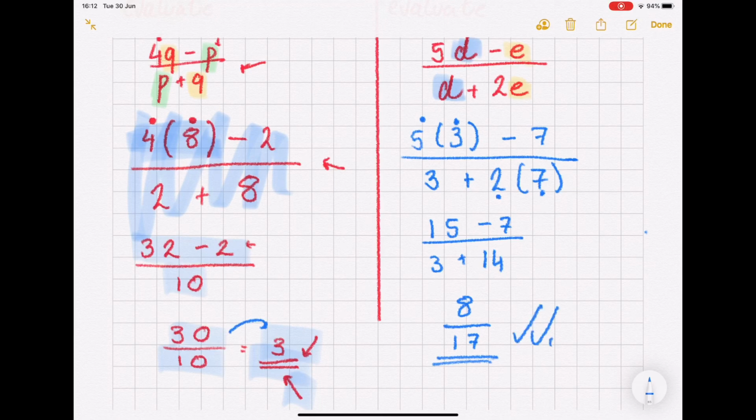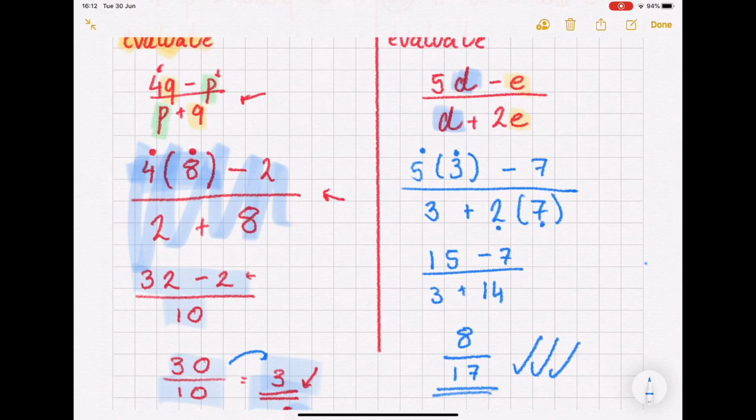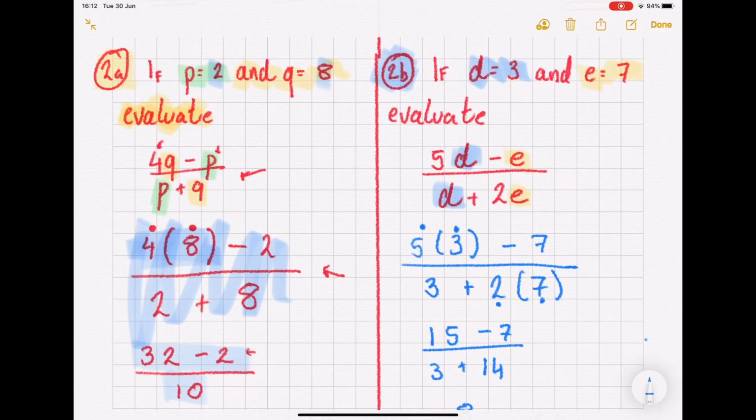So if you got that, that's fantastic. Sometimes they do go down into a nice integer like that, but in this example it didn't. So if you got that, fantastic.